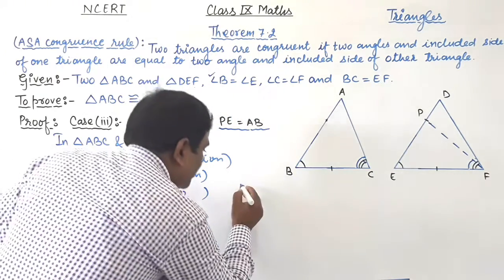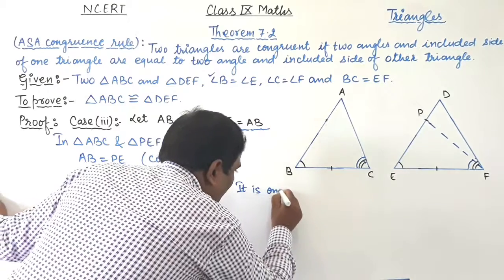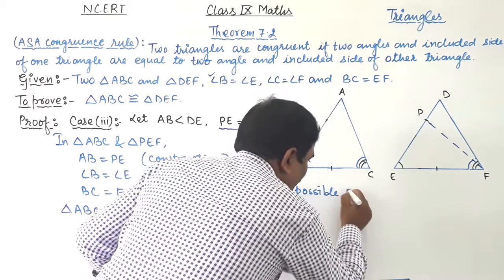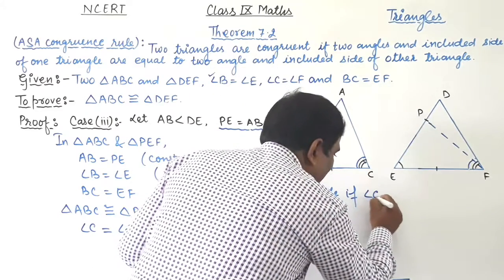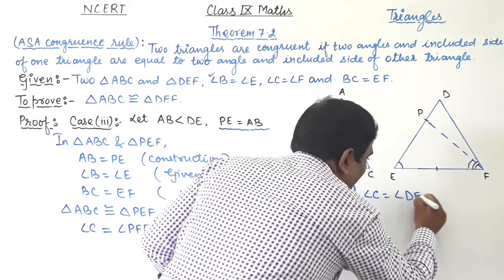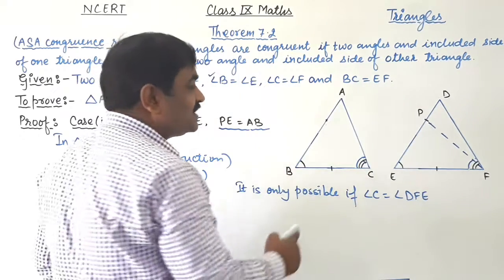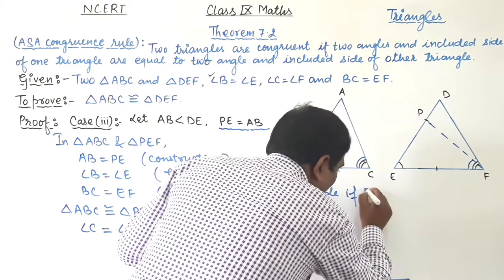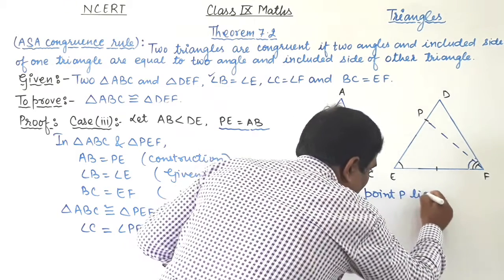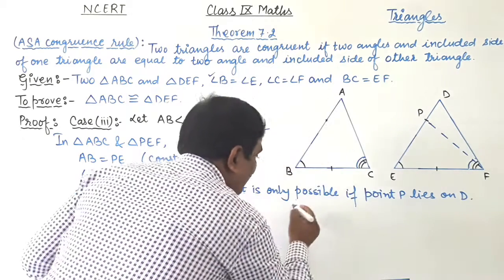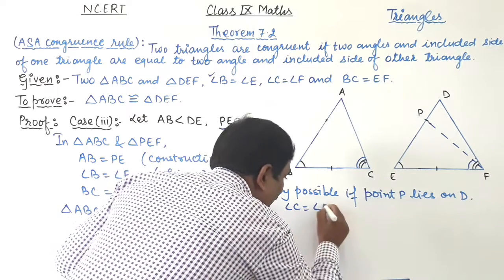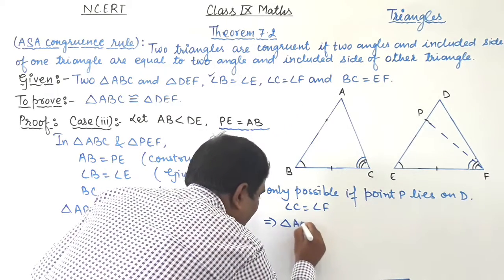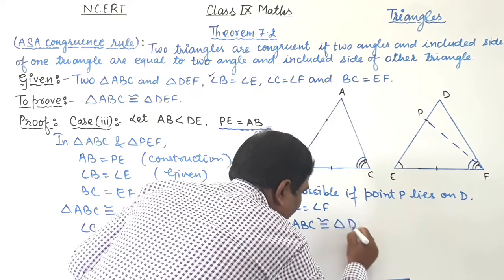It is only possible if angle C is equal to angle DFE, and this is equal when point P lies on D. If point P lies on point D, therefore angle C will be equal to angle F, and therefore triangle ABC is congruent to triangle DEF.